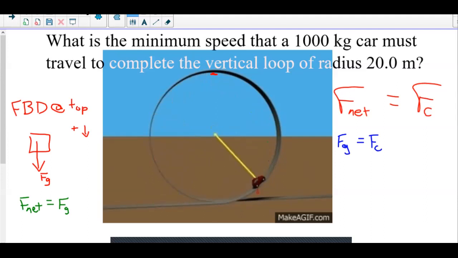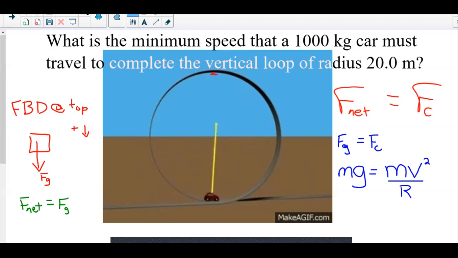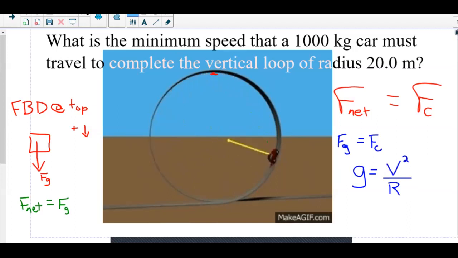Plug it into the equation on the right-hand side there. Your weight is therefore equal to your centripetal force. Your weight, of course, is your mass times the acceleration of gravity, or your gravitational field. For your centripetal force, since we were given the radius and we were looking for that minimum speed, I'll use the centripetal force equation, mass times your speed squared divided by your radius. So as you can see, I've got mass times gravity is equal to mass times speed squared over radius. I have mass on both sides of the equation, so we can just cross those out and get rid of them altogether.